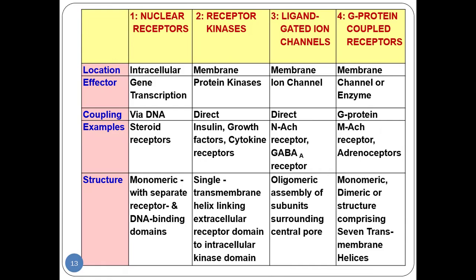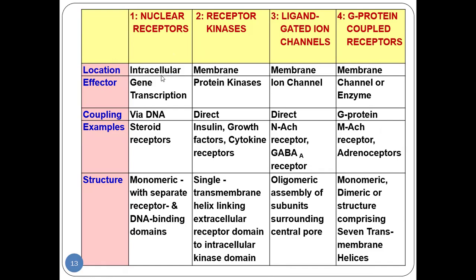Receptors are proteins, right? These are the four major categories of receptors. One is nuclear receptors, another is receptor kinases, also called enzyme kinase linked receptors. There are ligand-gated ion channel receptors. There are GPCRs. These are all membrane bound receptors, which means they are present on the cell membrane, except nuclear receptors. Nuclear receptors are present inside the cells.